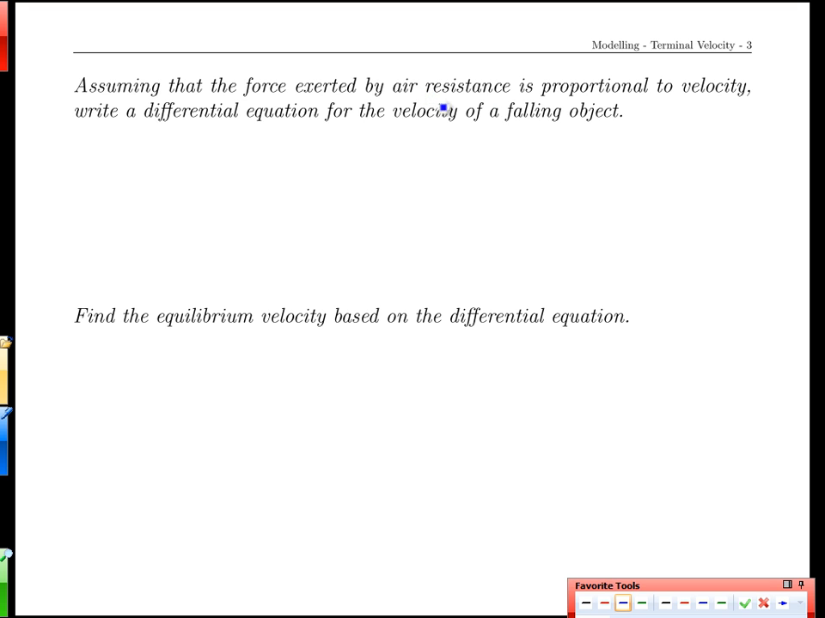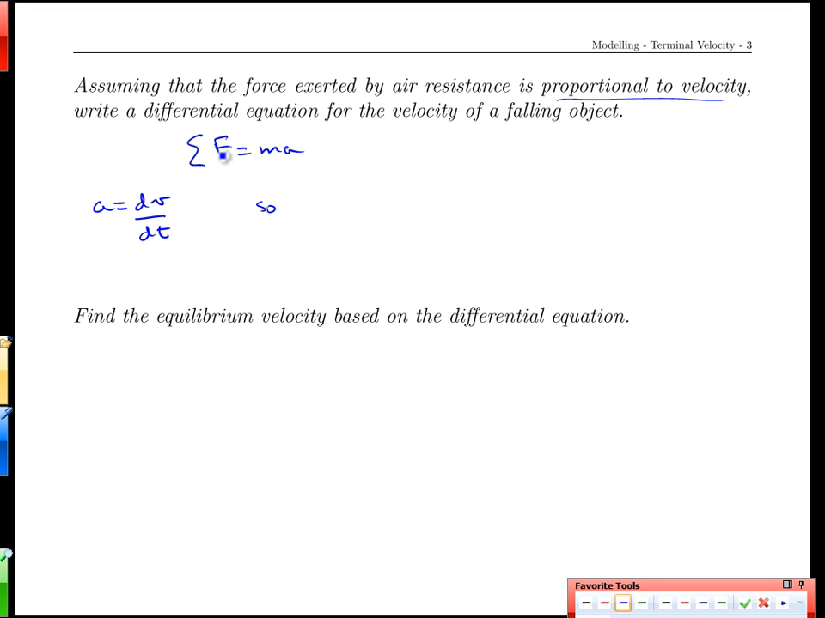So if we make that assumption that the air resistance is proportional to velocity, what we can do is come up with a differential equation for the velocity of a falling object. So we have F equals ma. That's our classic Newtonian forces. Sum of forces would be better in this case, because we have a few. And remember that acceleration is the rate of change of velocity with respect to time.